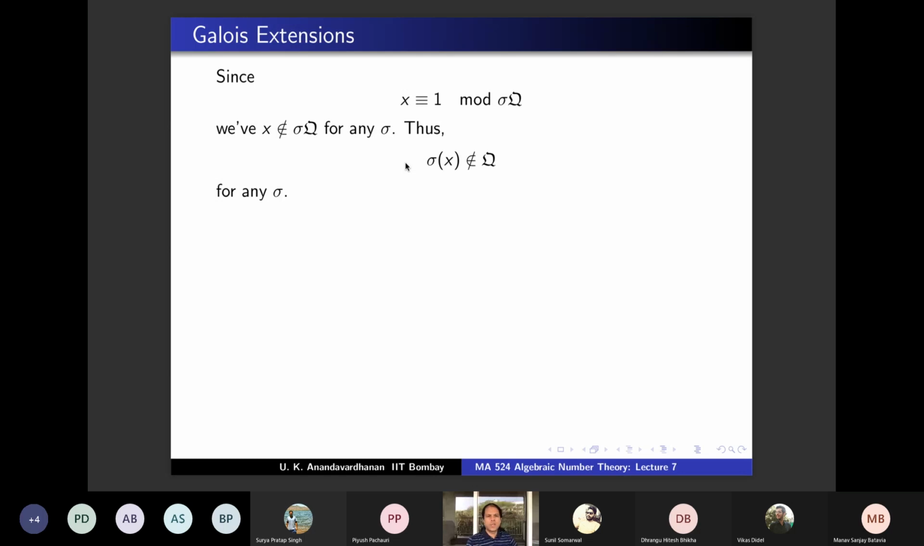Okay, so X is not in sigma q for any sigma, and therefore sigma of X is not in q for any sigma, right? Take sigma inverse. So sigma inverse of X is not in q for any sigma, which means sigma of X is not in q for any sigma. But that would mean the norm is not in Q. Why is that? Because the norm is the product over all the conjugates, and Q is a prime ideal. So if the norm belongs here, then at least one sigma X should belong to Q. So none of this is there.